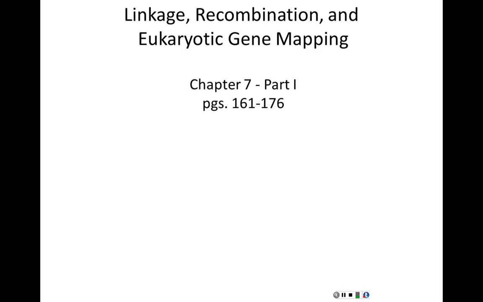So we're going to jump right in here on the first half of Chapter 7, pages 161 to 176 from the text, and we're going to talk about linked genes today, how recombination plays a role in that, and how we map genes, actually create physical maps of human chromosomes due to recombination and linkage.